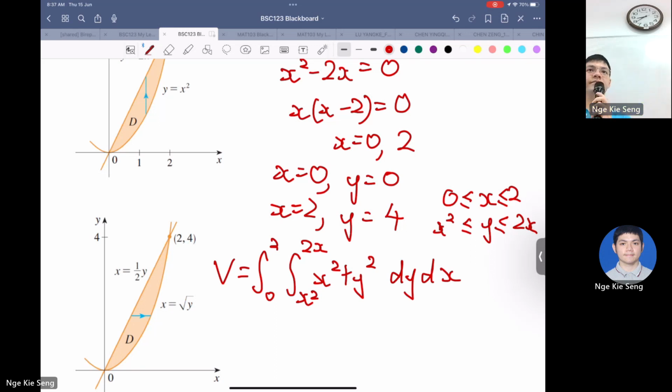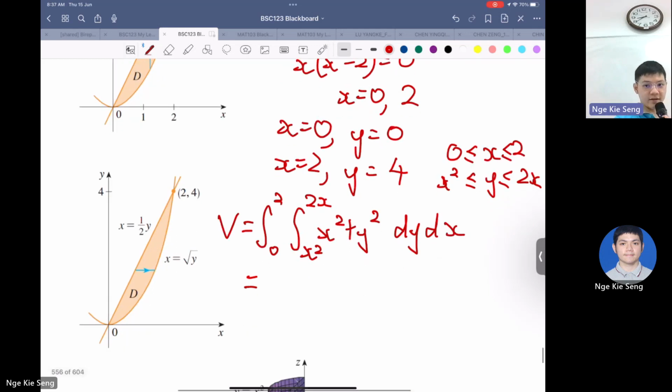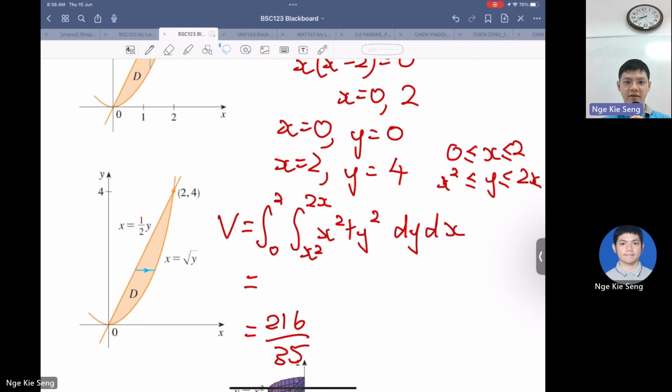Have you finished computing? Anyone finish computing? What's this number here? Peng Yang, did you compute it? What do you get? Okay, good. Yeah, this is the right answer. 216 over 35. Okay. These are just polynomial integrations, so hopefully you can do it.